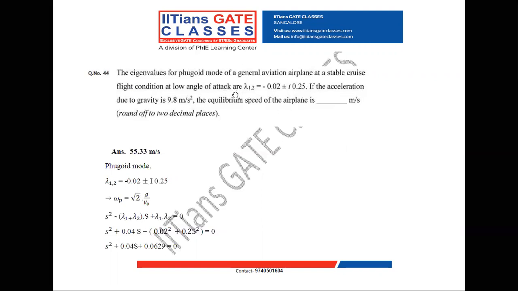First, for a phugoid motion, the eigenvalue should be a complex value, and it also should have a negative real part. So here the eigenvalue is complex, and it has a negative real part. So this given eigenvalue is a phugoid mode of motion. So λ1,2 is given as minus 0.02 plus or minus i into 0.25.